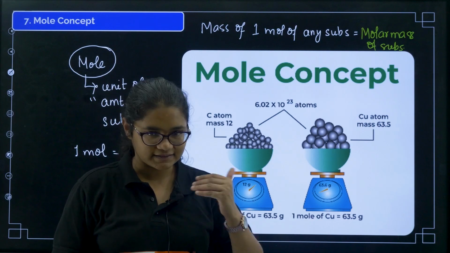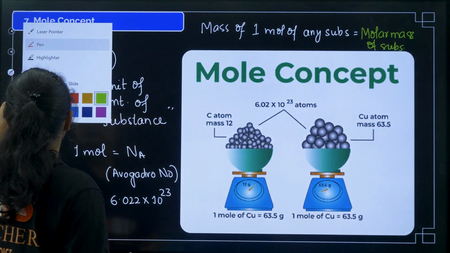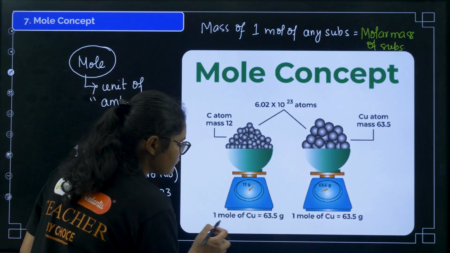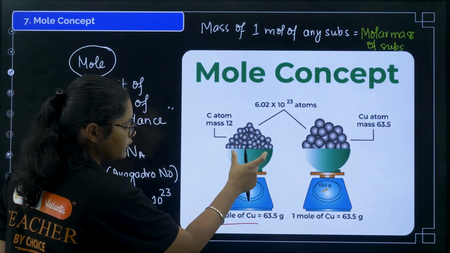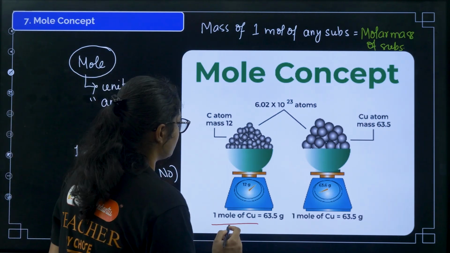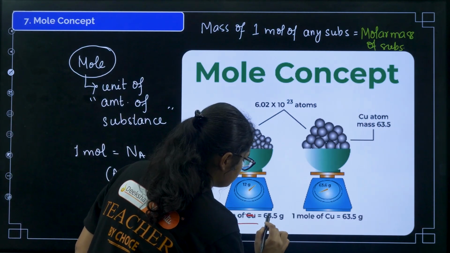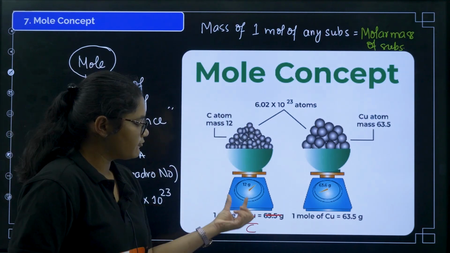Now we will discuss in detail. Have a little patience and listen here. See, suppose I took 1 mole of copper. Sorry, this is 1 mole of carbon. Once again, suppose I took here 1 mole of carbon.